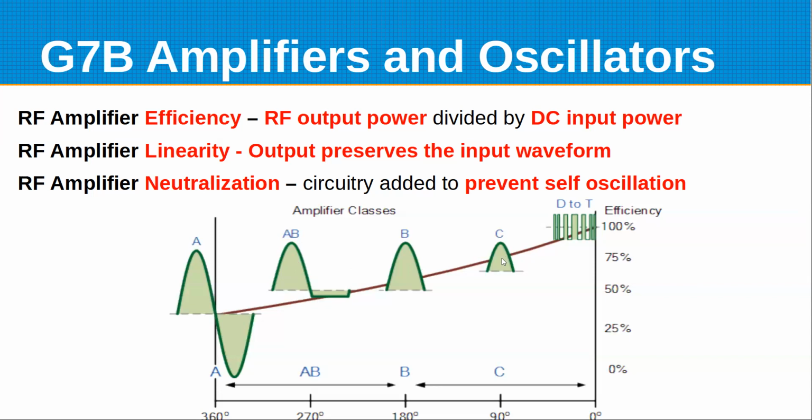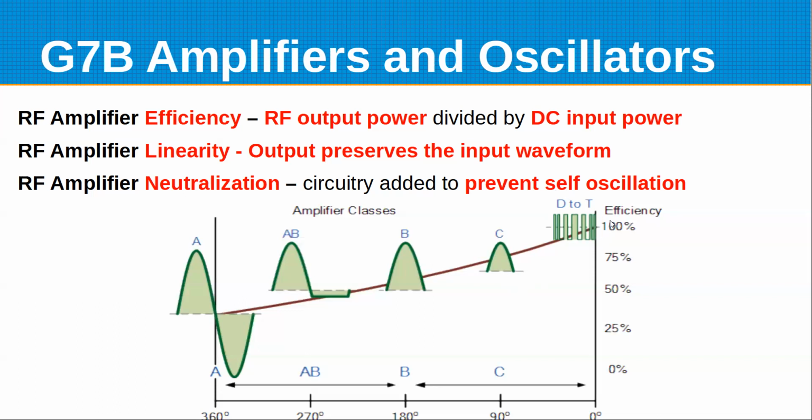And then you've got a Class C, which is the most efficient of these linear ones. And it actually amplifies pulses and requires a tuned circuit. So you're almost like an oscillator in that you're keeping that output circuit resonating.